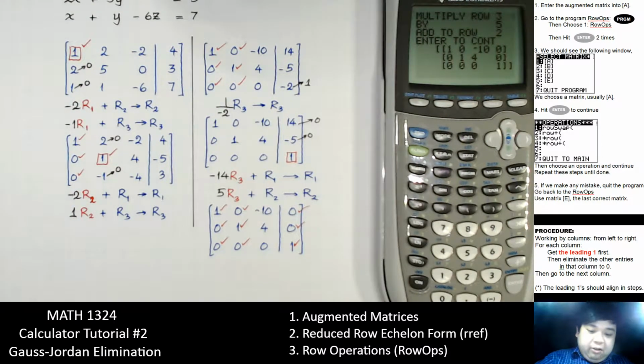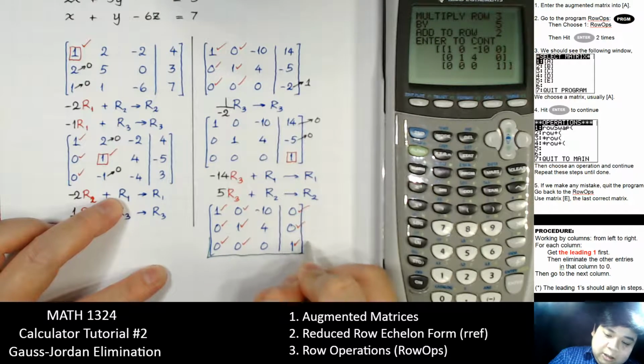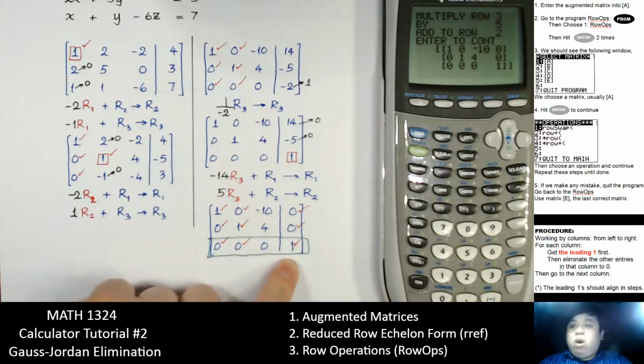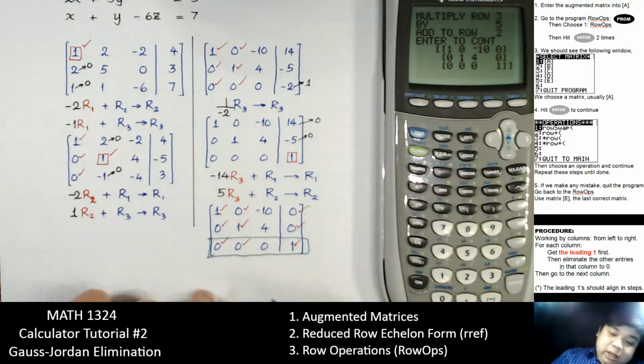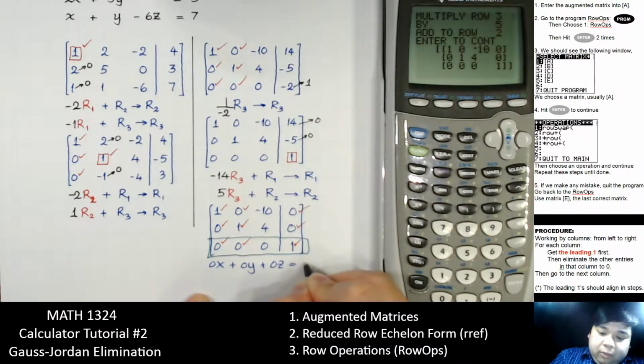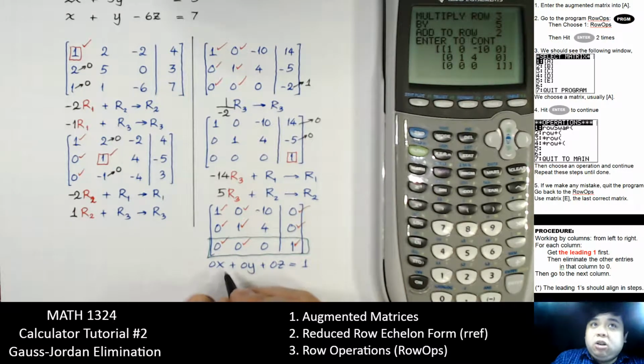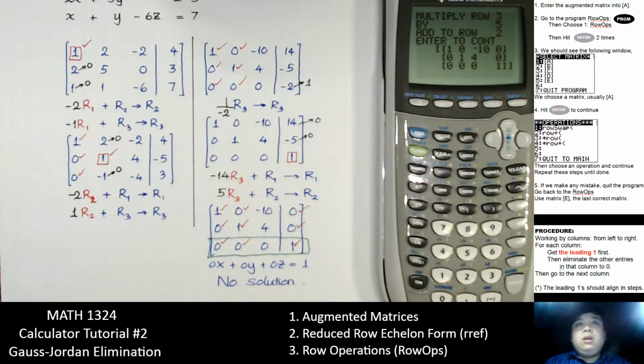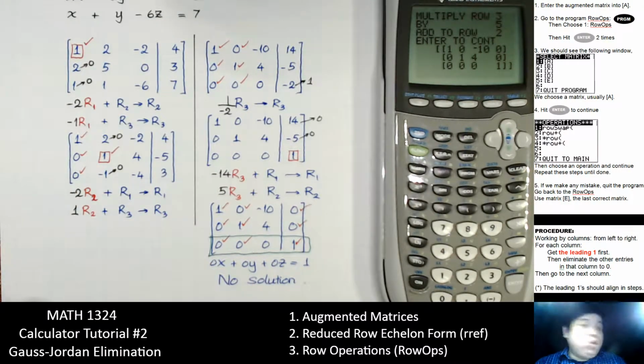Notice that we have this row. If we write it out, it will be 0x plus 0y plus 0z equal to 1. Obviously, we have nothing on the left side that can equal 1, so we have no solution. Right, so that is where we have no solution.